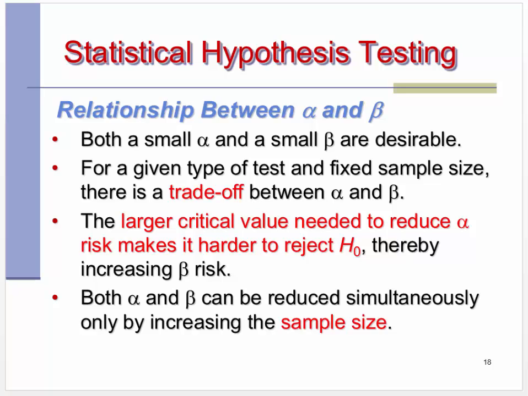Right? But both alpha and beta can be reduced simultaneously only by increasing the sample size. We can imagine this as the court being more experienced in making these decisions.